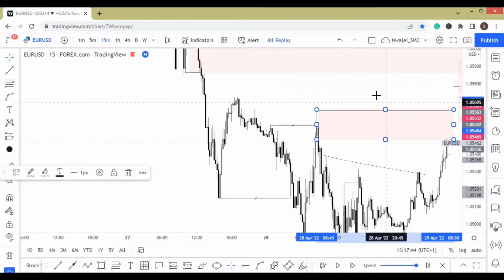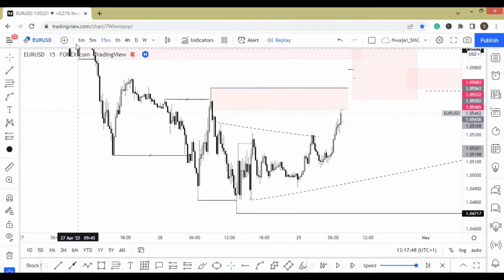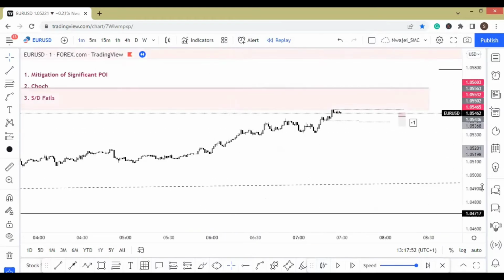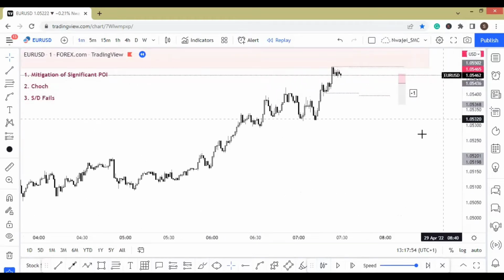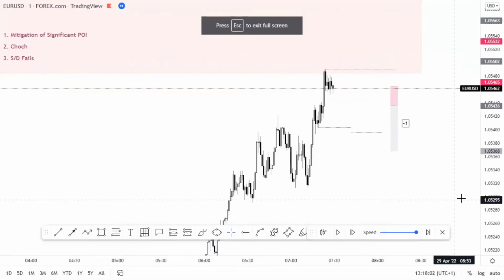Immediately it tapped me into this zone. As you can see from my mapped area, I went down to my 1 minute time frame, which is this place. And you can see the candlestick is still showing, which is this place. So I waited for it to, just give me a moment. Let me enlarge it so you can see it clearly.